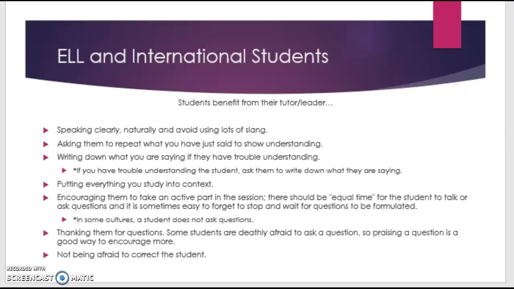How do we know if it's okay to correct a student? You can actually ask, being direct in saying, "Is it okay if I correct you?" or "How do you like to be corrected?" is the best way to get the answer to your question.